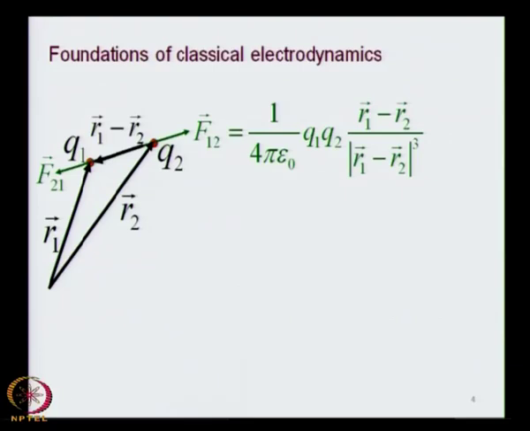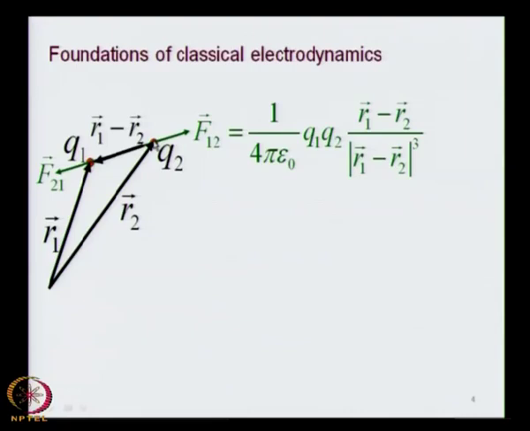So, let us start looking at the foundations of electrodynamics, and what we have over here are two charges. One is a charge q1 and the other is charge q2. They have position vectors respectively r1 and r2 with respect to some origin, which is the origin of a frame of reference, and they exert forces on each other.